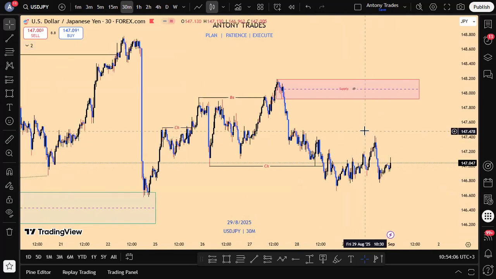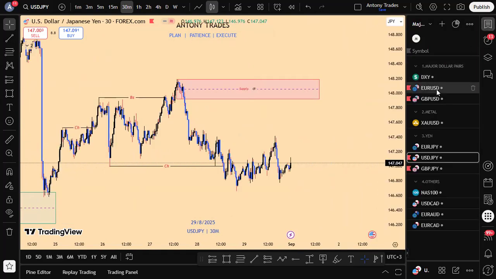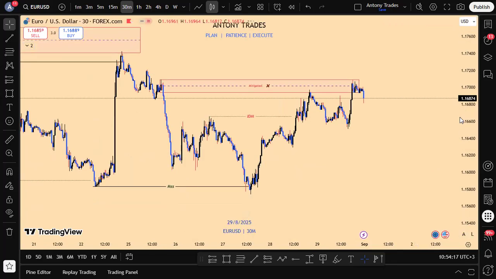So that is it on the USDJPY, guys. We're expecting a sell from here, but with a confirmation. So let me go to the next pair, that is Euro USD.